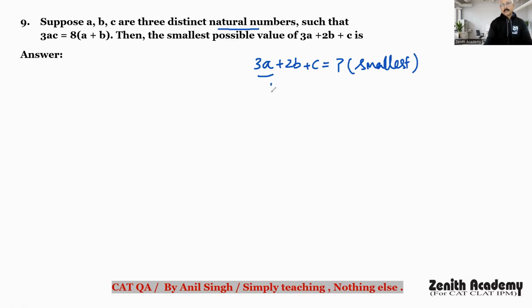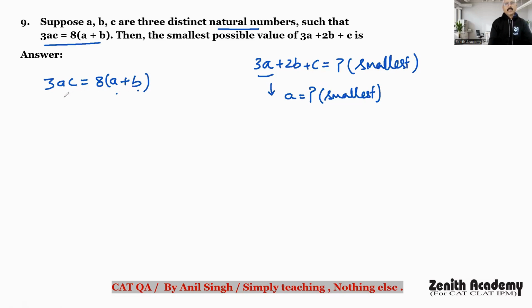So it indicates that the value of A must be the smallest possible natural number. Okay, A should also be the smallest possible natural number. How will we get the value of A? Now the relation is given here: 3AC is equal to 8A plus B, where A, B, C are all natural numbers.